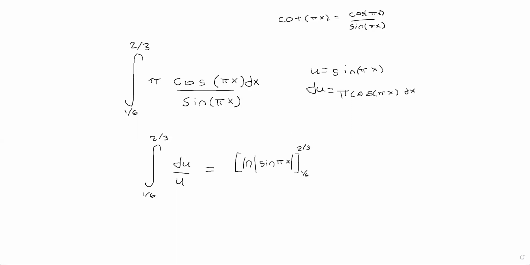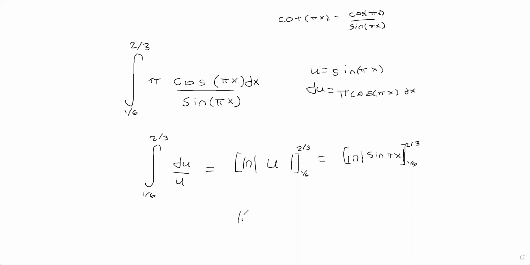And sorry, I might have skipped something there. So maybe we'll just call this u for now. I didn't mean to skip that step. So let's make this a natural log of u. And then we're going to replace u with sine of pi x because that's what we set it equal to initially. That's our value for u.